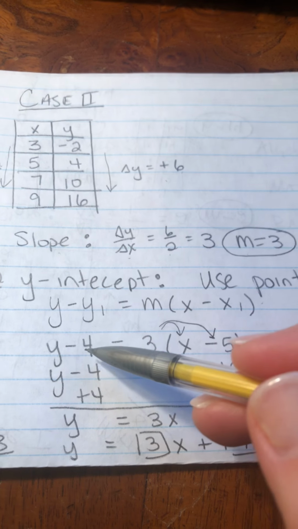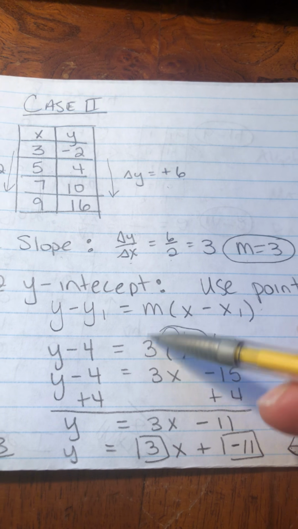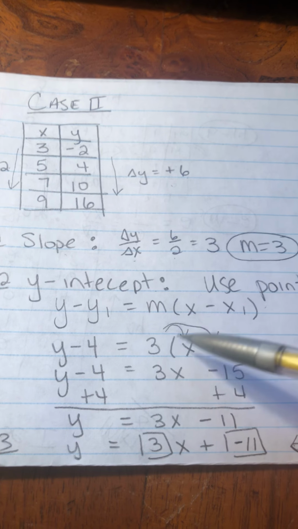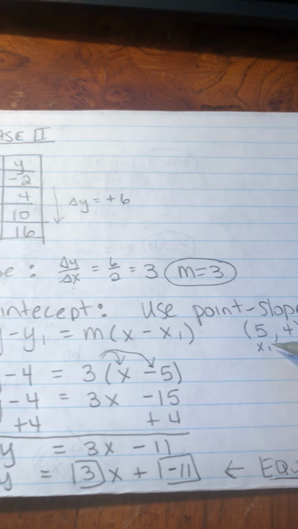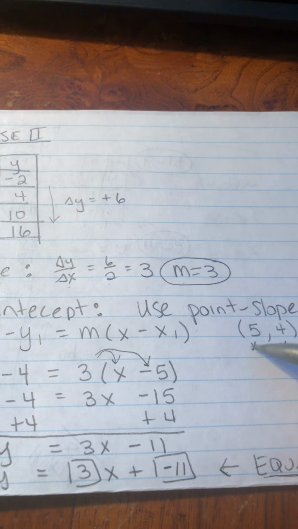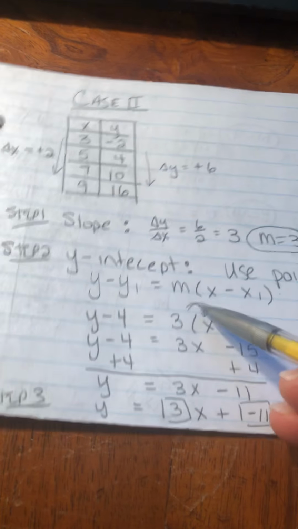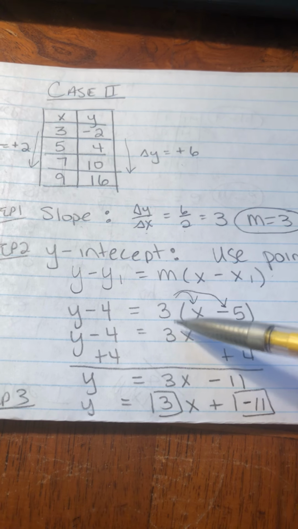So y minus 4, which is my y1, equals 3. Where did the 3 come from? That's our slope that you found, times x minus 5. And again, remember, don't switch them. It's 5 for the x1 and 4 for the y1, which I did correctly. Hope you do too. Then you're ready to solve.